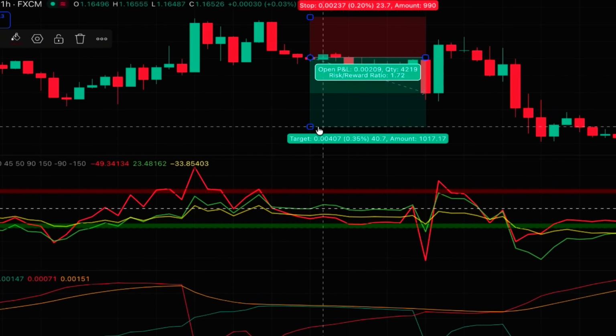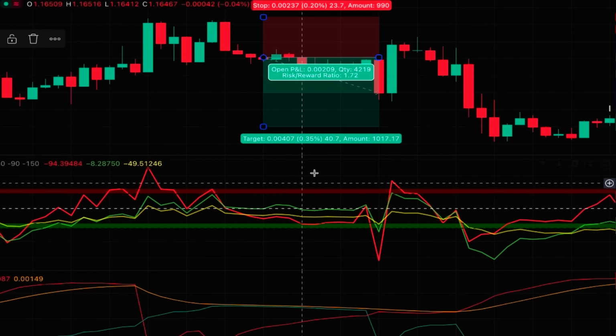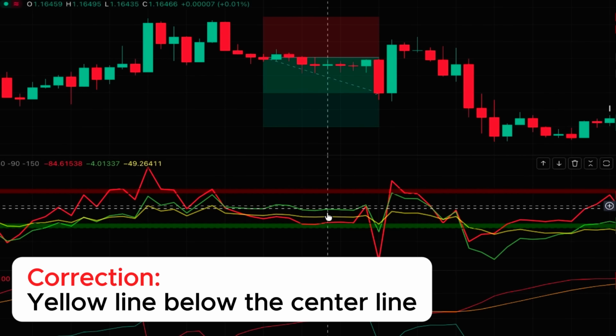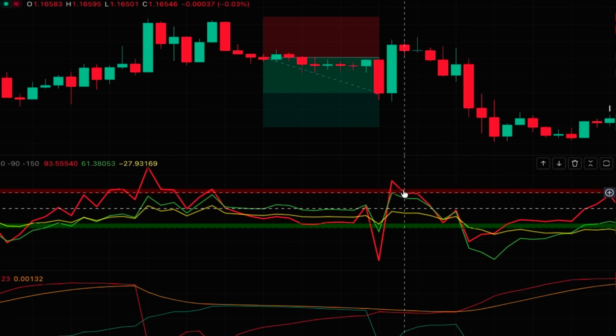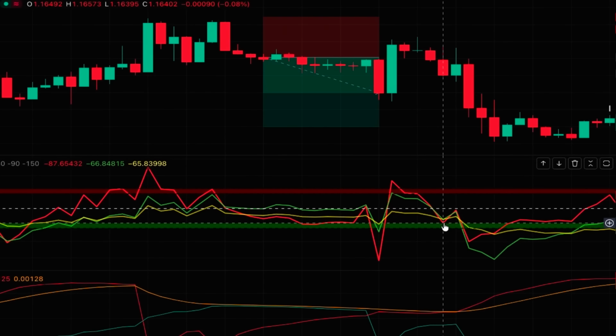To show you one more example of a short position, here you can see that the red line is still below the center line, and here we have both of green and red lines above the center line, telling us that probably a pullback is forming on the chart. In the next step, here you can see that the red line is closed below the yellow line, and the yellow line is still below the center line and above the green zone. In other words, it is not oversold, as you can see.